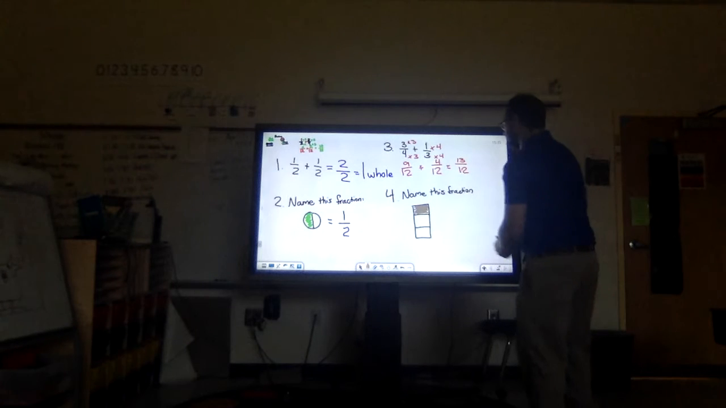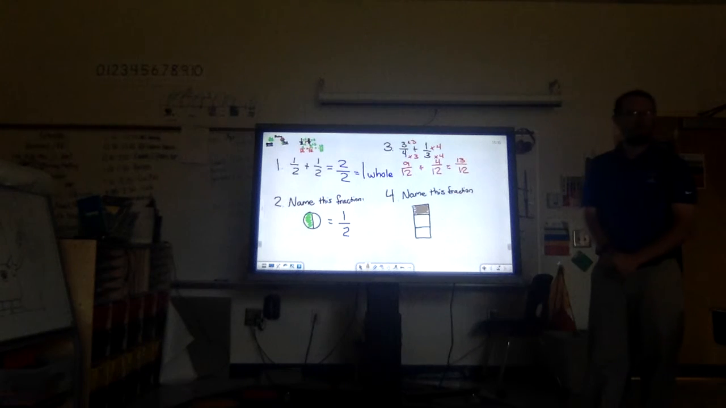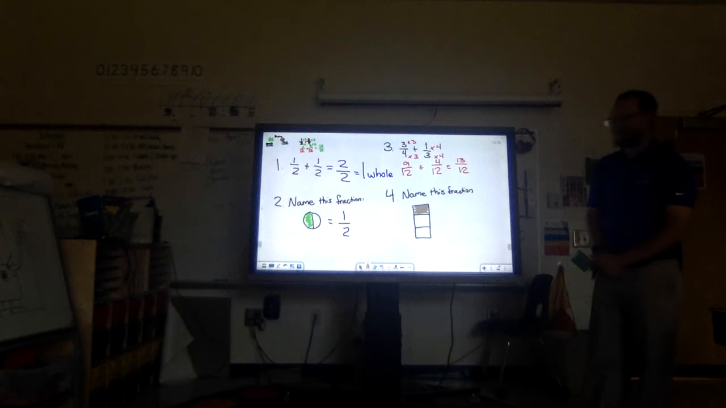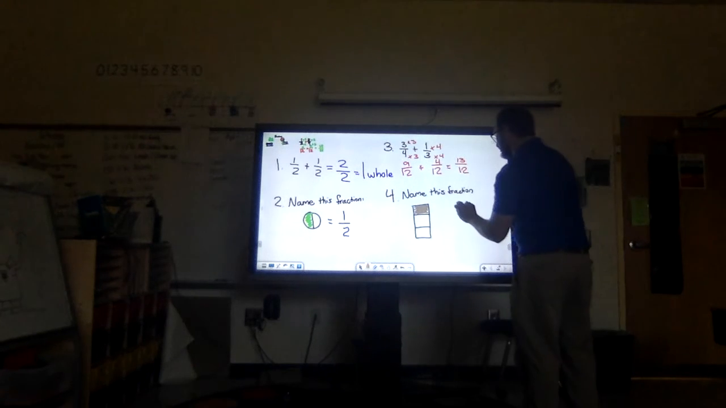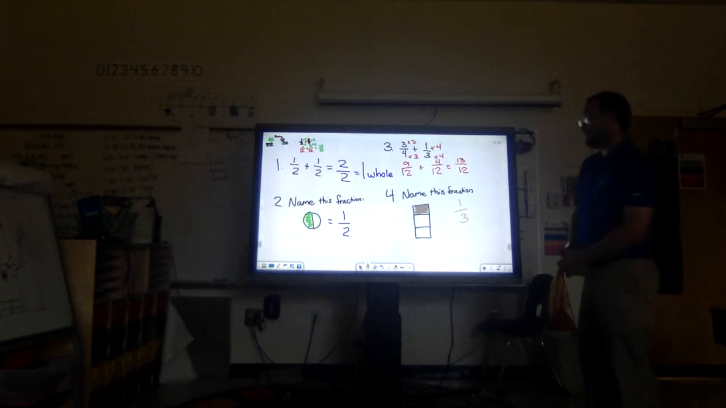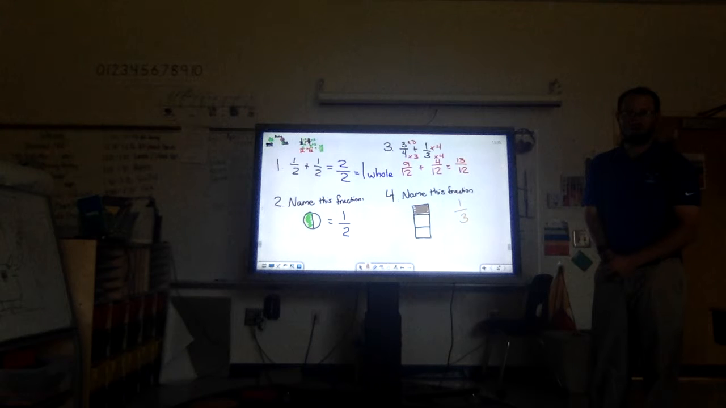What is this fraction? Good job, Sadie. It is 1/3. 1/3 is the fraction. Okay, good job.